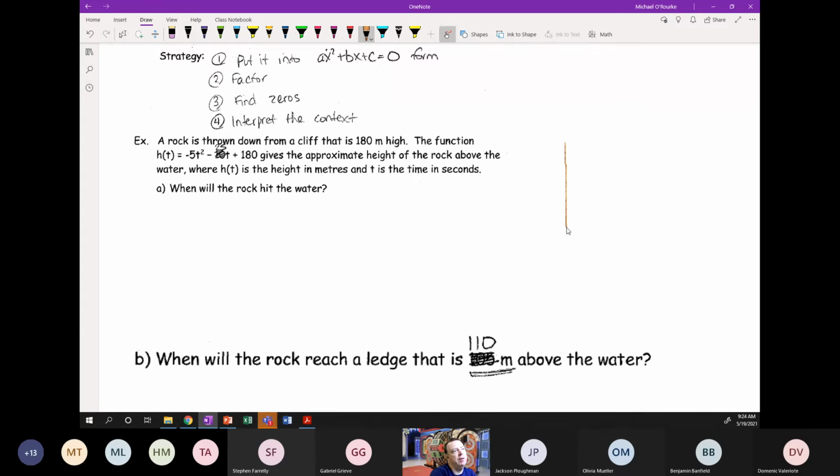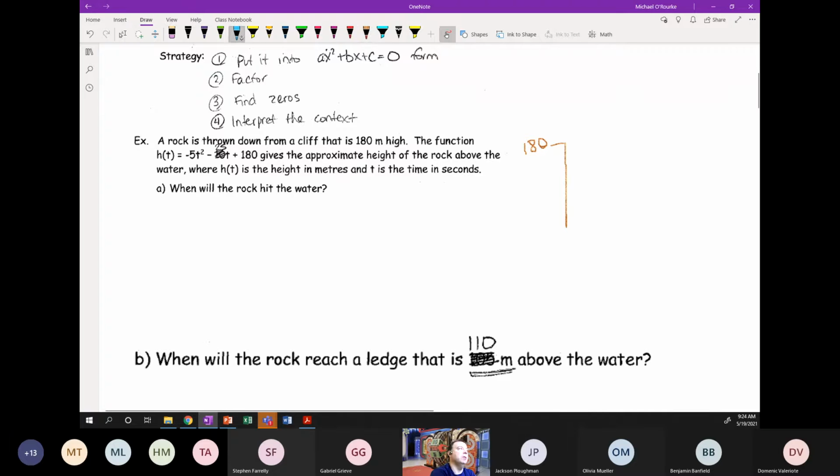So I'm going to draw my cliff right here. I know this is 180 meters high. The function of height versus time is -5t squared minus 25 plus 180. It gives the approximate height of the rock above the ground, where h is height and t is time. When does the rock hit the water?